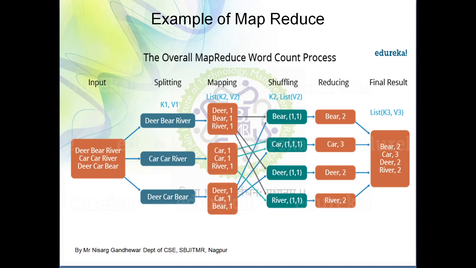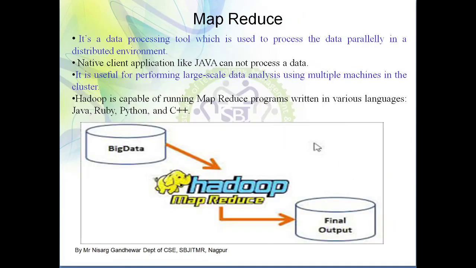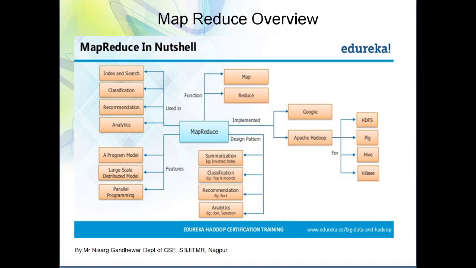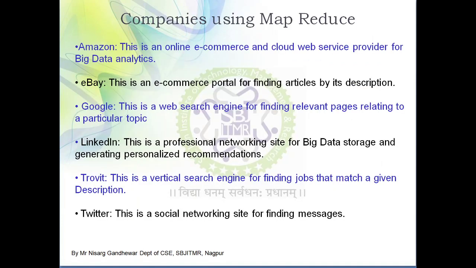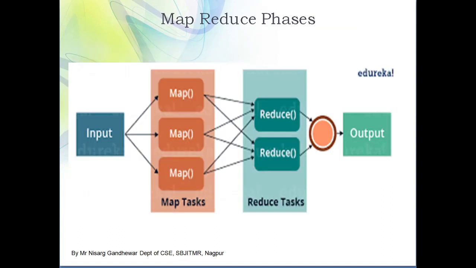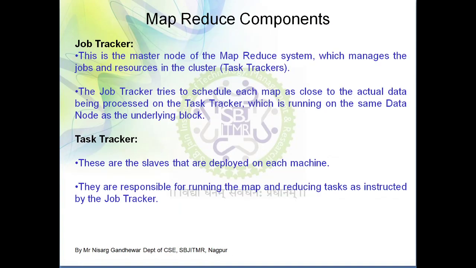In today's lecture we discussed what map reduce is and why we should use it. Then we discussed a brief overview of map reduce and its benefits. After that we discussed the different companies that make use of the map reduce concept. Then we saw the phases involved in map reduce: one is map, and the second is reduce. Then we saw the actual architecture of map reduce on top of the HDFS layer, which makes use of a job tracker and task tracker.